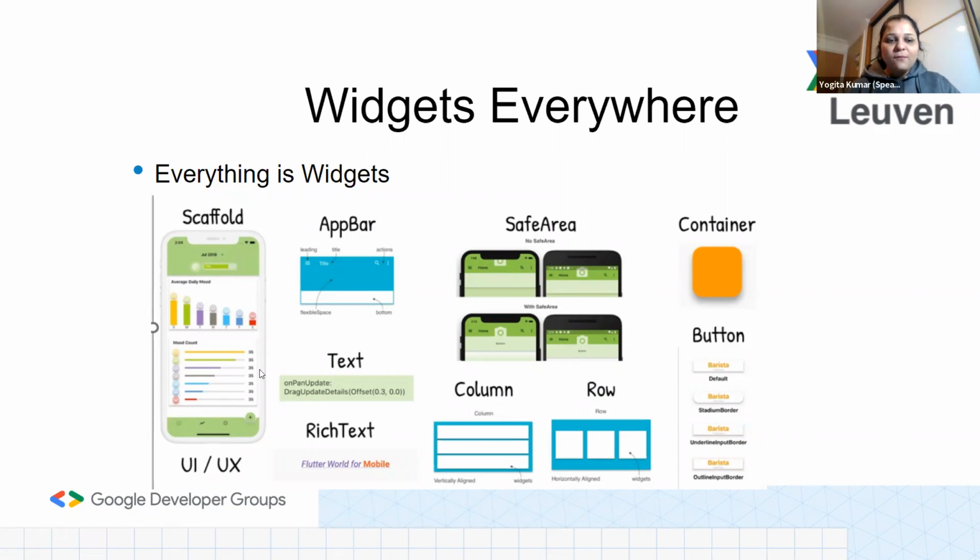The main screen of Flutter is known as scaffold. With the scaffold, you can put different widgets like app bar, and you can put text. For long text, you can use rich text. To avoid the battery section on the mobile screen, we can use safe area. To design our components vertically or horizontally, we can use column and rows. Container, and there are different styles of buttons available in Flutter.